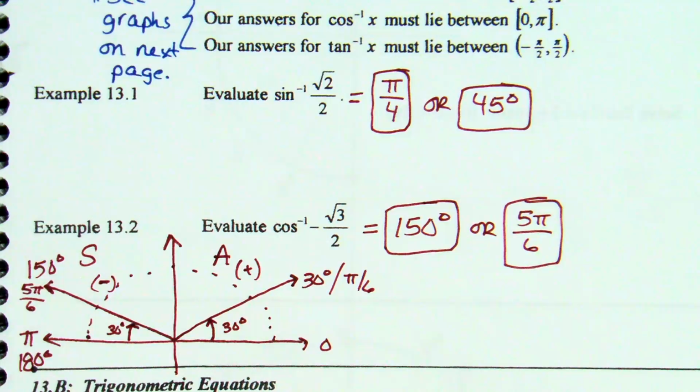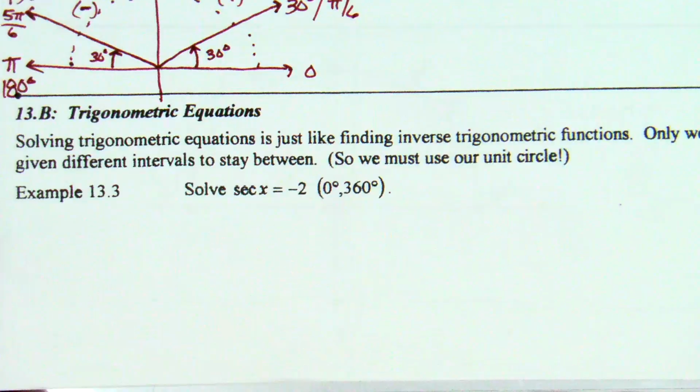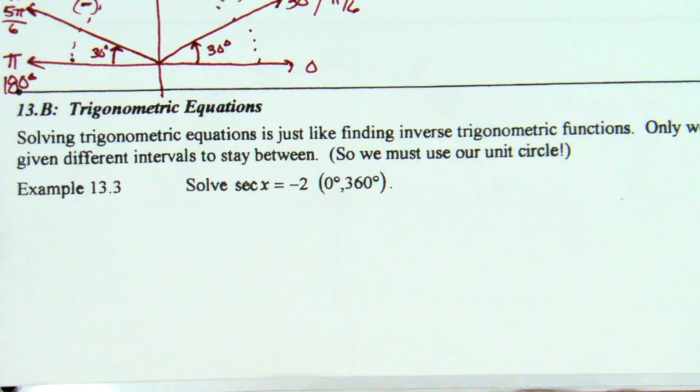Well, let's solve some trig equations then. Solving trig equations is just like finding inverse trig functions, only we now will be given different intervals to stay between, so we must use our unit circle. So, solve secant x equals -2, and it says from 0 to 360. That means you're going to want to give me all answers you can that exist between 0 and 360.